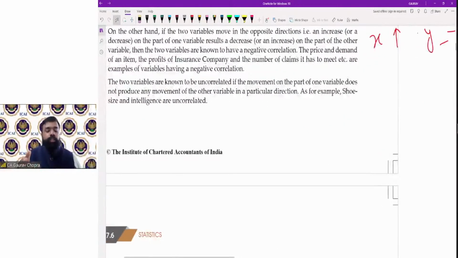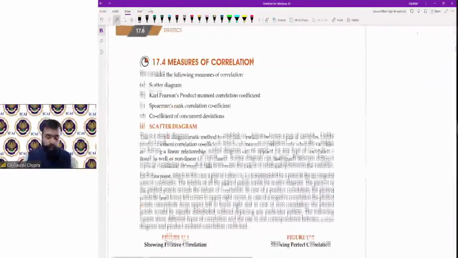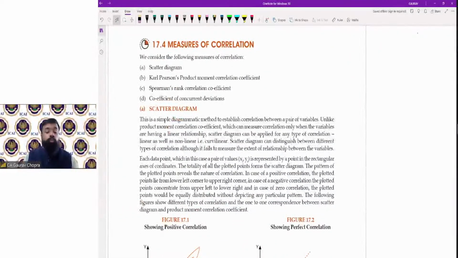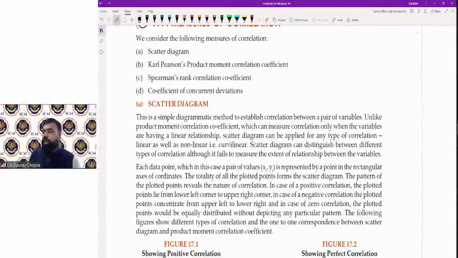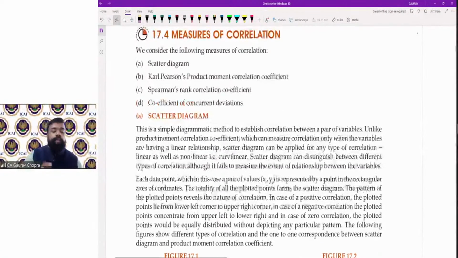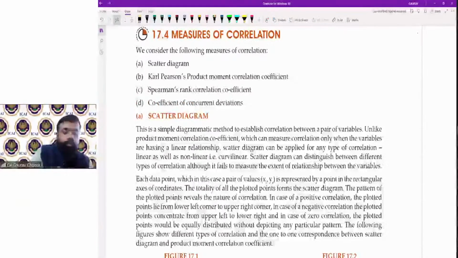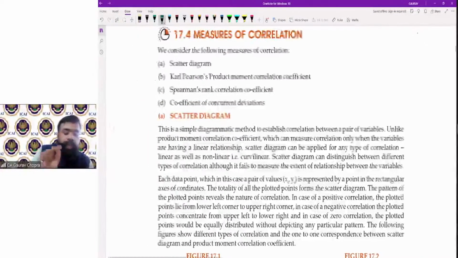Now, the next one is measures of correlation. How can we measure correlation, or what are the ways by which we can measure correlation? कैसे correlation को measure किया जा सकता है? This we have to understand now. So, correlation can be measured using different methods, using different formulas. The first method to measure the correlation is known as scatter diagram. So let us understand this scatter diagram.